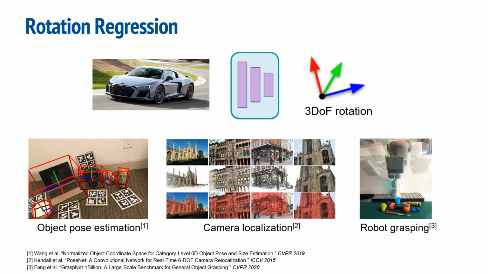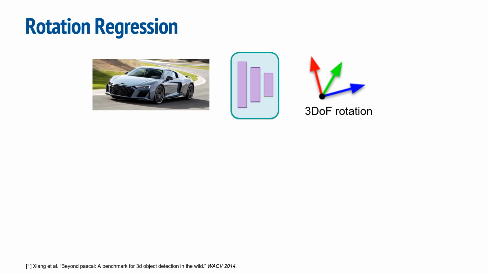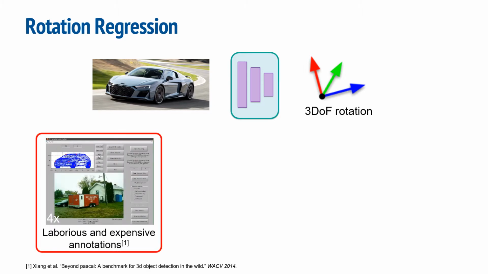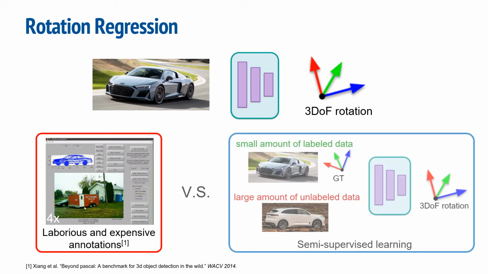robot grasping. One major obstacle to learning-based 3D rotation regression is that most works rely on a large amount of labeled data, while rotation annotations from single images can be extremely laborious and expensive. To reduce the need for a large number of labels, we consider semi-supervised learning, which has been a powerful approach that leverages unlabeled data to improve model performance.